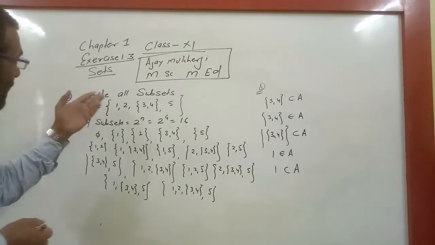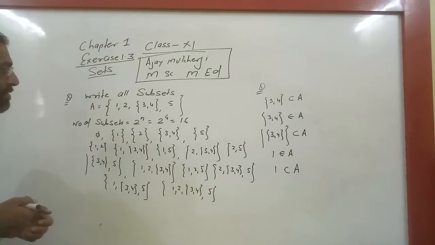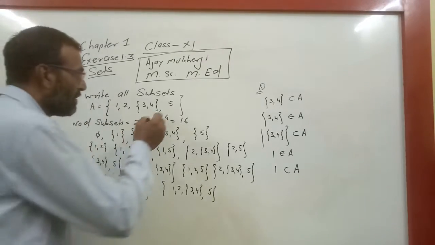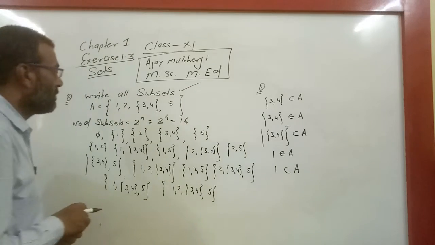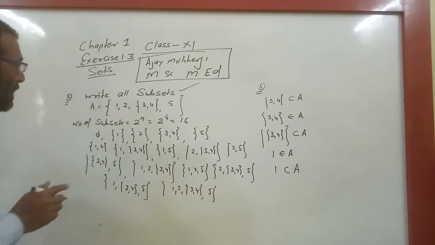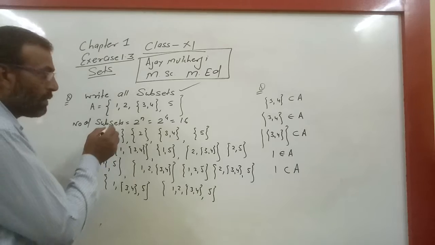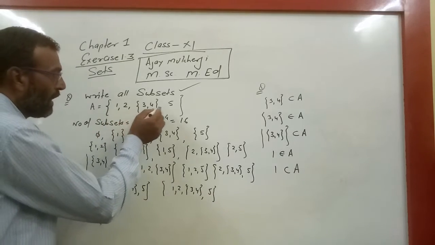This is the question here: write all subsets. How can we write the subsets? A is equal to, in curly brackets, 1, 2, then {3, 4}, and 5.